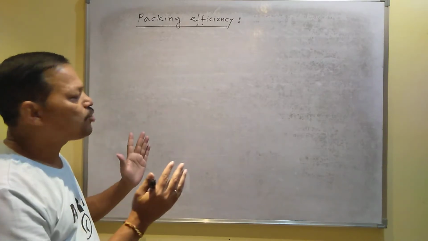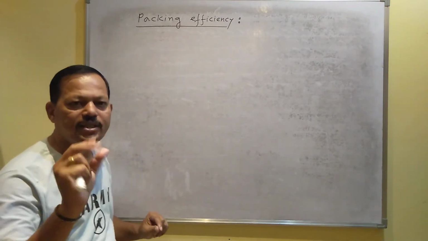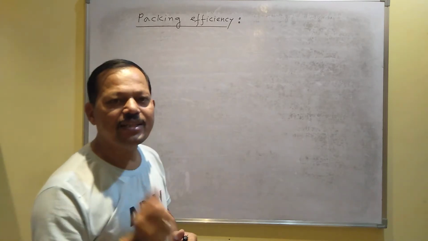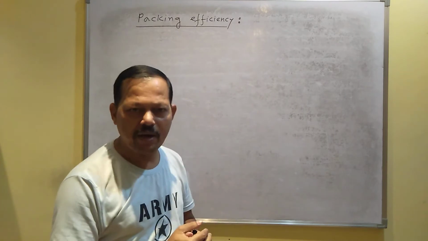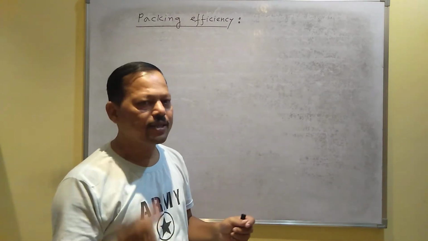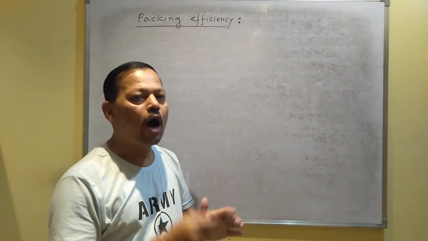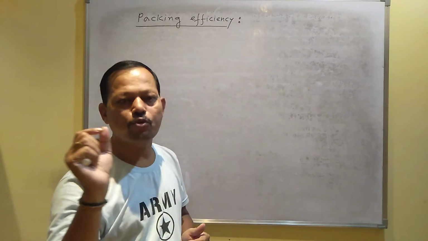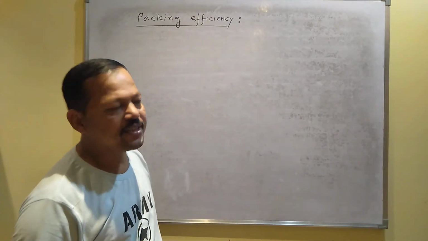It is the percentage of the total space occupied by the particles. As you know, particles are spherical, and due to the spherical shape of the particle, when you arrange the particles, some gap will be present in between the particles. That is why you cannot occupy all the spaces present. Some vacant spaces will be present inside the total space. So how much percentage of the total space is occupied by the particle, that is called packing efficiency.